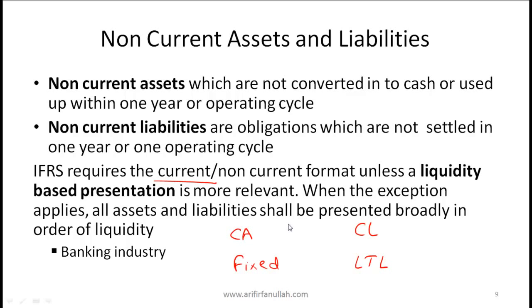The exception is for, say, the banking industry. For a bank, rather than showing assets and liabilities in terms of current versus non-current, it makes more sense to simply show the assets and liabilities in terms of liquidity, where you can start with the most liquid and go down to the most illiquid, or the other way around, but basically organize your assets and liabilities by liquidity.